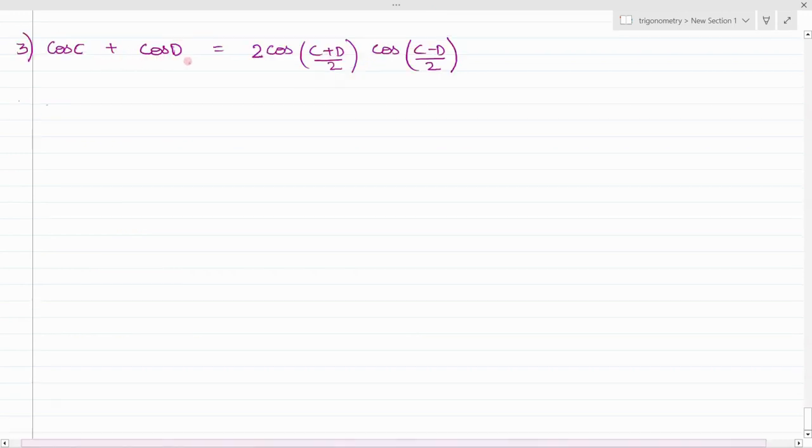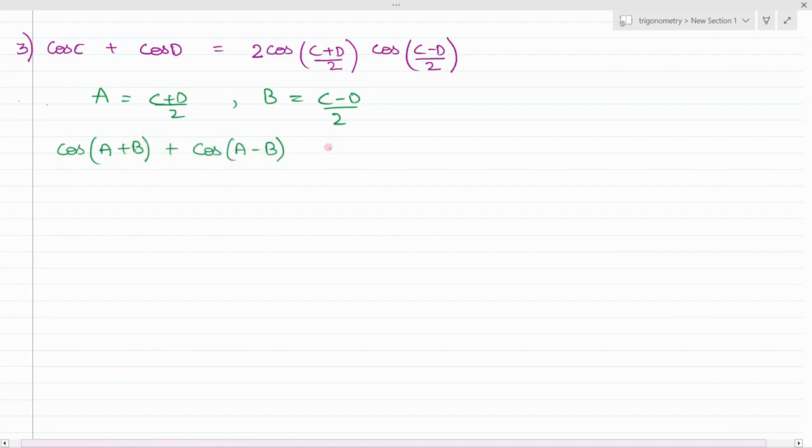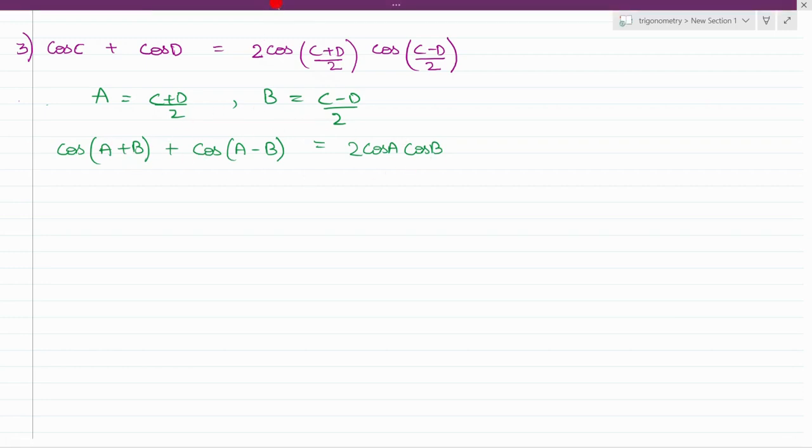Third formula is cos C plus cos D is nothing but 2 cos (C plus D)/2 into cos (C minus D)/2. To prove this formula, we need to have the values of A and B in terms of C and D, which we have already done. So A becomes (C plus D)/2 and B is nothing but (C minus D)/2. So we know the formula of cos (A plus B) plus cos (A minus B), which is nothing but 2 cos A cos B. So just substitute these A and B values in this whole formula.